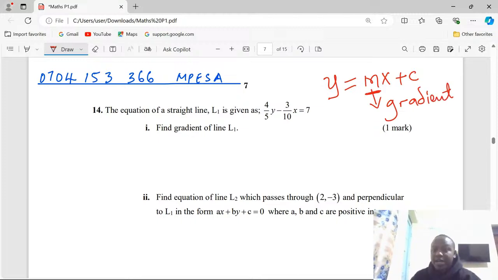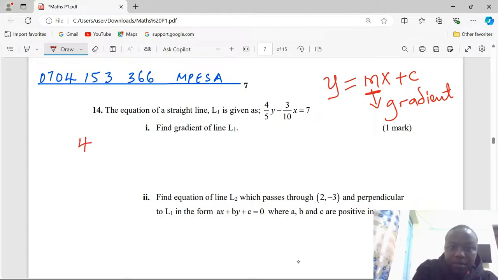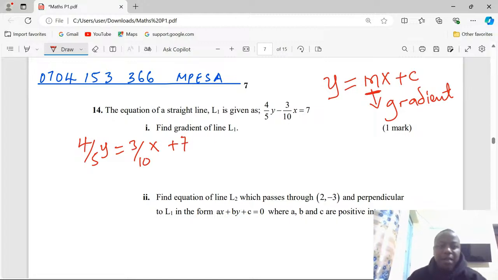And if that will be our gradient, then the equation has to be in the right format. So now we can begin by rearranging. We remain with 4 over 5 y equals, we take 3 over 10 x to the other side, then plus 7. Now we can multiply by 5 over 4 so that y remains alone.